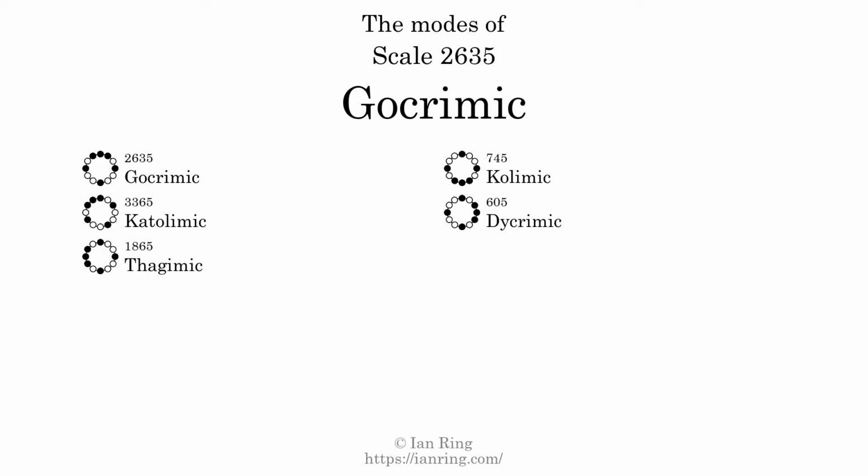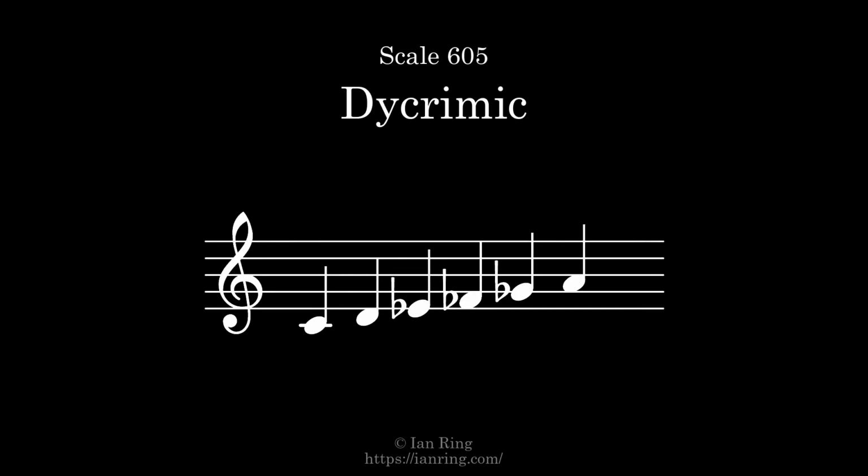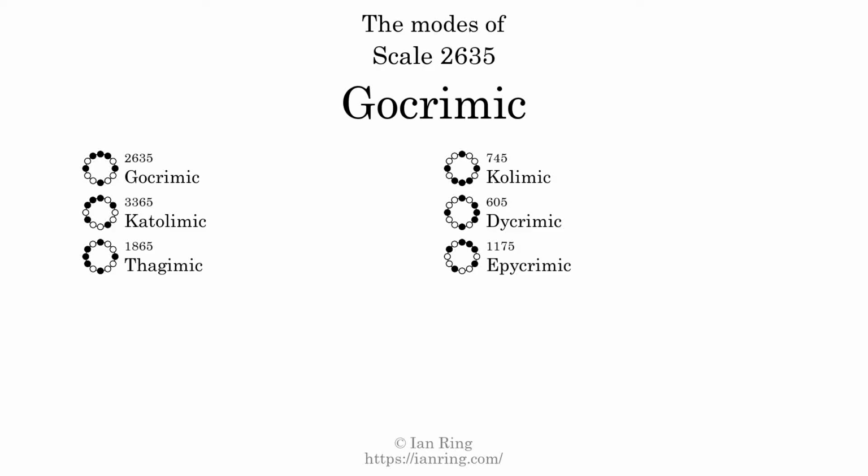The fifth mode is scale 605, also known as dicrimic. It sounds like this. The sixth and last mode is scale 1175, also known as epicrimic. It sounds like this.